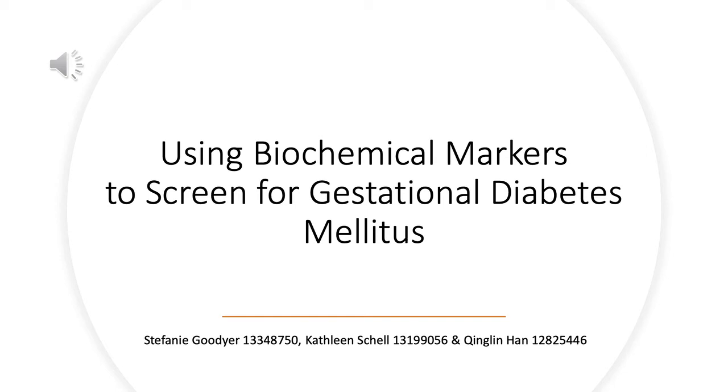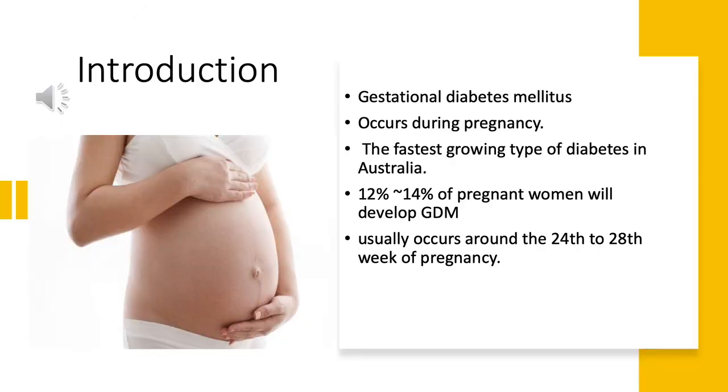Hello everyone. Today we are going to talk about using biochemical markers to screen for gestational diabetes mellitus. Gestational diabetes is a diabetic condition that occurs during pregnancy. GDM is the fastest growing type of diabetes in Australia, affecting thousands of pregnant women.